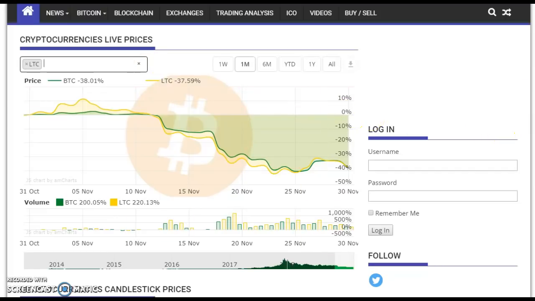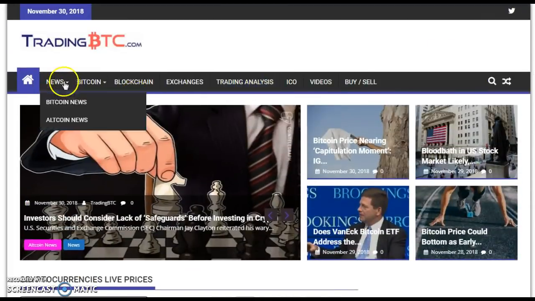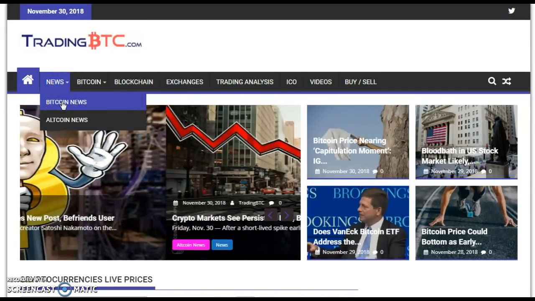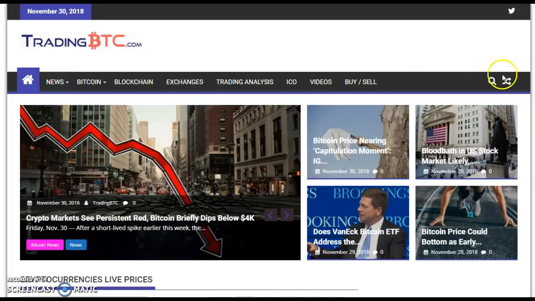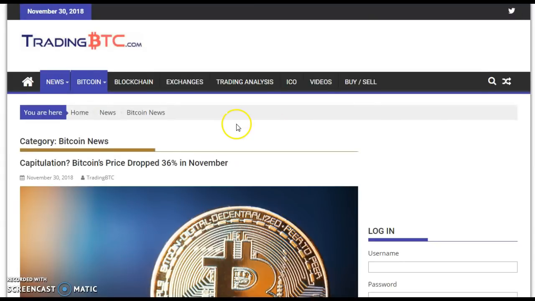And then if we go back here to the top, you're going to see tabs here that you can click on as well. You're going to see the Bitcoin news. Once you click on that, then you'll be taken to a page that'll give you up-to-date articles about what's currently going on with the Bitcoin space.